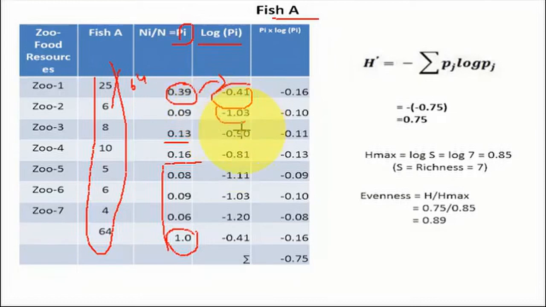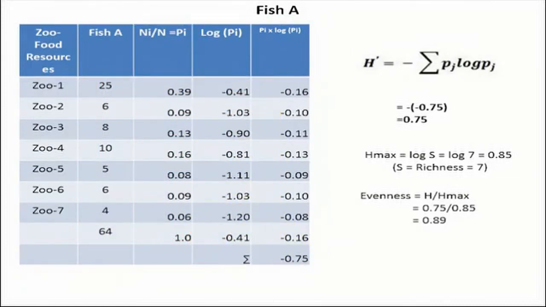Similar way you can find out all other numbers, which is log Pi, for species i, j, k, whatever the species. Now you can see here this is the Pi and this is log Pi. Say for example, for zooplankton 1, Pi is 0.39 and log Pi is minus 0.41. Now these two are multiplied. The product is minus 0.16.